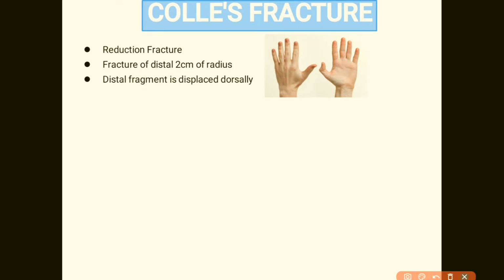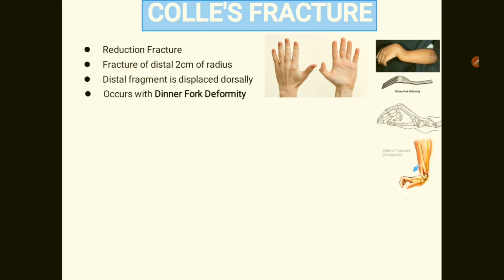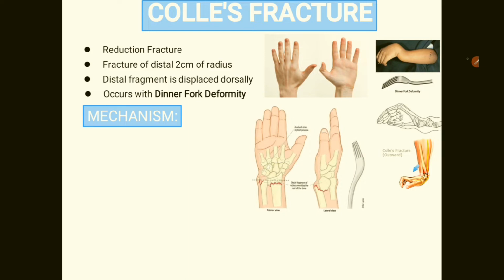Okay, so it occurs with dinner-fork deformity. What is dinner-fork deformity? In this kind of deformity, the hand has a dinner-fork like shape. As you can see in this picture, the hand has a dinner-fork like shape or configuration. So we can say that it occurs with dinner-fork deformity.